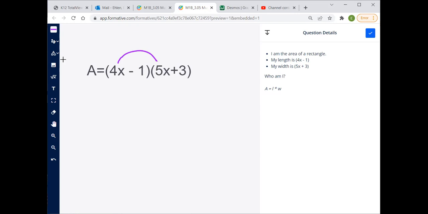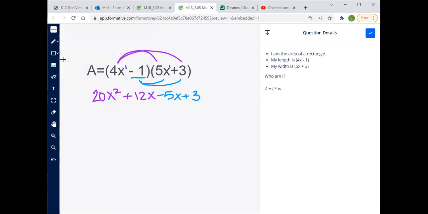So we want 4x times 5x, so 4 times 5 is 20. And then remember x to the first, add those together, we get x squared. 4x times 3, 4 times 3 is positive 12, and bring the x along with us. Then we need to distribute the -1. Make sure you take the negative with it. -1 times 5 is negative 5x. -1 times 3 is positive 3.